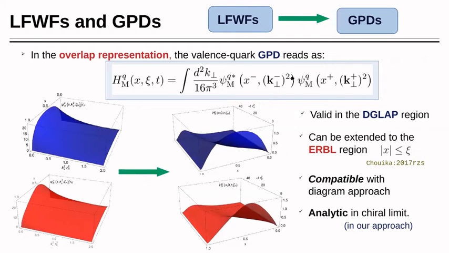Now, we can also obtain the GPDs. In the overlap representation, we can have the GPD with this expression, which is valid so long as we restrain ourselves to the DGLAP region. There are sophisticated methods to extend it to the ERBL region. We won't follow this at the present time. This overlap representation is known to be compatible with the diagram approach, so it's okay. And in the case of the chiral limit models, we will have analytic expressions for the GPDs, which are depicted here for the pion and for the kaon.